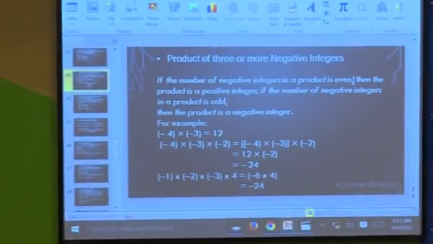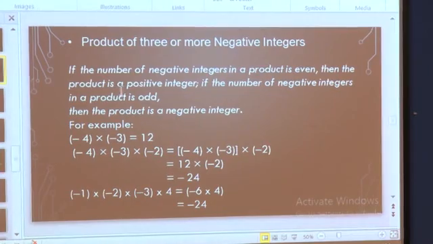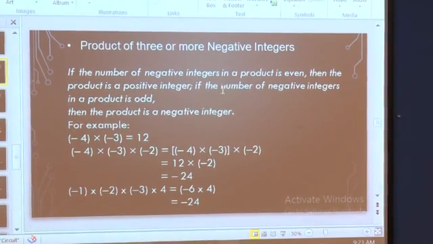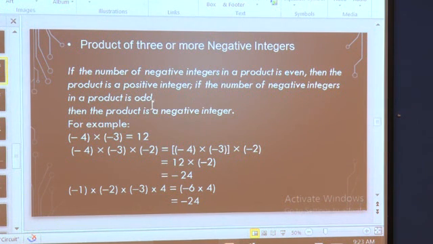If the number of negative integers in a product is even, what is even? It means 2, 4, 6, 8 times, then the product is a positive integer. If the number of negative integers in a product is odd, what is odd? If the negative integers are 1, 3, 5 times or whatever, we get an answer as a negative integer. Then the product is a negative integer when it is an odd number of times.